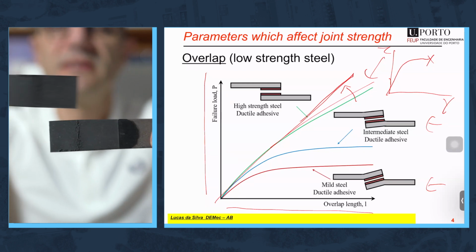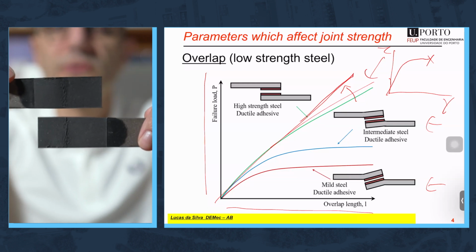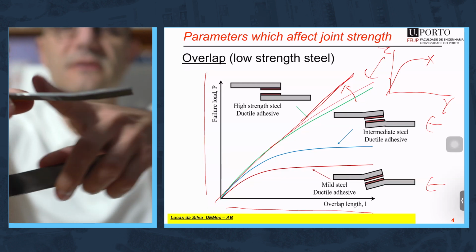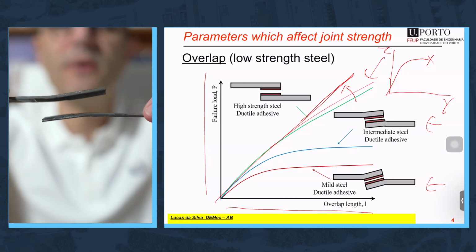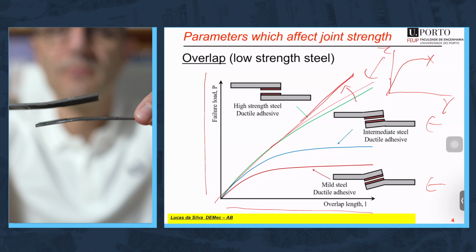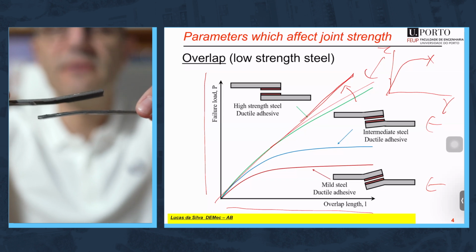You see, you have adhesive on both sides, but what controls failure is not the adhesive, but the yielding. You can see it's very clear how it permanently bends. It's the yielding of the steel that controls failure, okay? Again, in this case, what's the effect of the overlap?